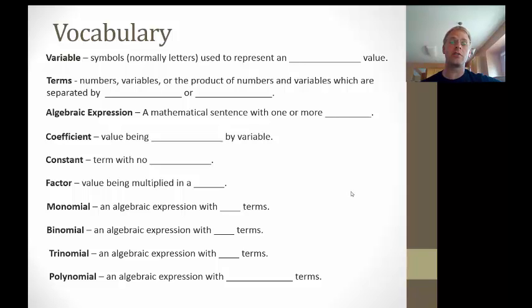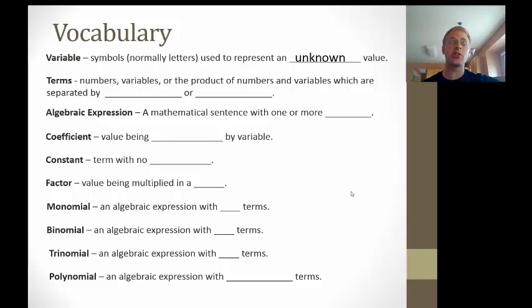So let's just walk through these quickly. You should have these in your notes. So please follow along with me and fill in the blanks here. A variable. They are symbols, normally letters, used to represent an unknown value. We know it is a value. We know it is a number. We just don't know what it is. So we make it a variable.